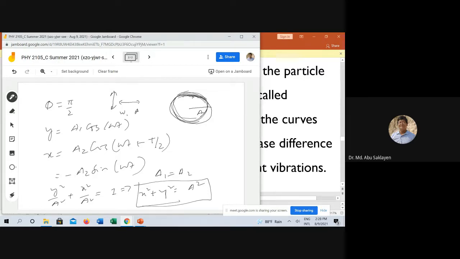But if two waves simultaneously act in a medium, and this is the condition, frequency should be the same, amplitude should be the same, then the particle of the medium moves in a cycle or traces a circle. This is known as Lissajous figure.